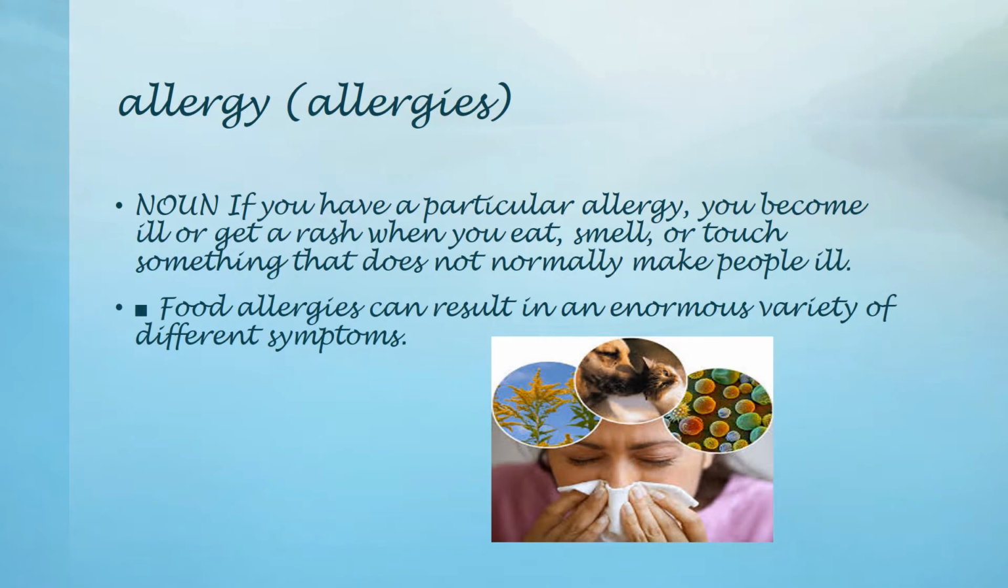Slide 2. Now, we'll learn about the allergy. It's a noun and its plural is allergies. There are different kinds of allergies all over the world. If you have a particular allergy, you become ill or get a rash when you eat, smell, or touch something that does not normally make people ill. For example, food allergies can result in an enormous variety of different symptoms. And if you look at the picture here, you will find different factors that might cause allergy to the patient.